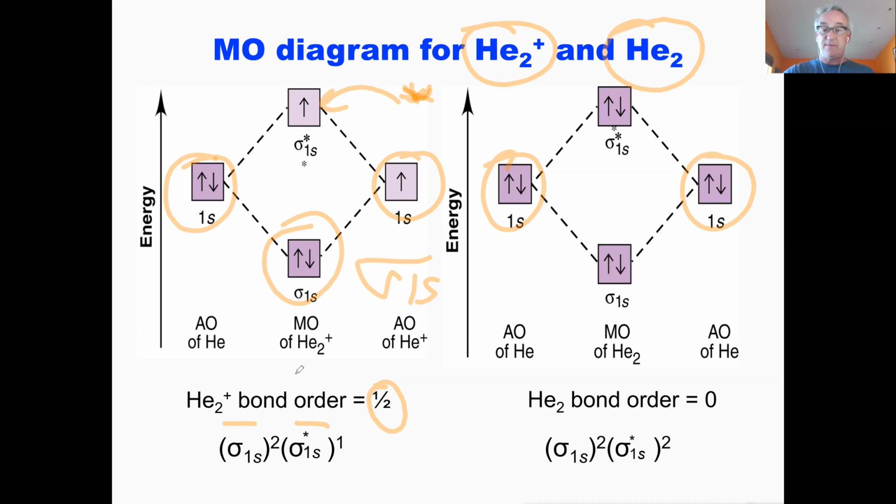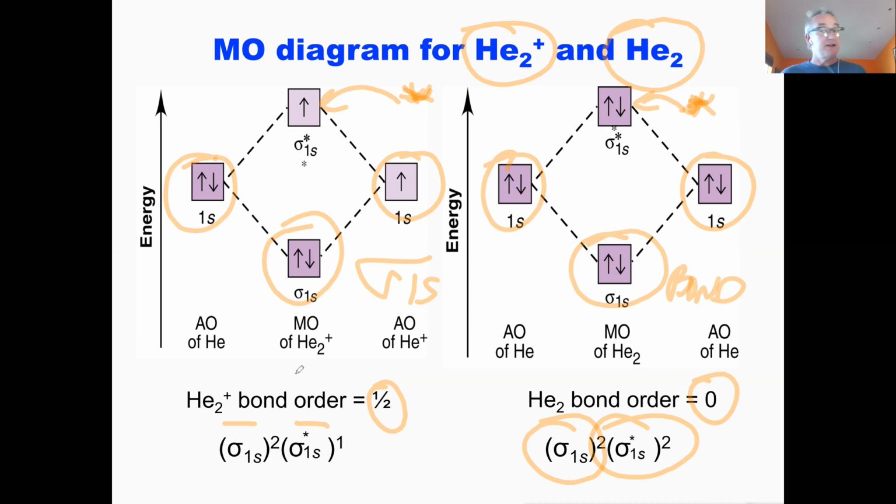I have my sigma 1s, this is my bonding. I put my first 2 electrons in there. Those are my bonding electrons. I got 2 electrons left over. They go in the higher energy star orbital, and I put 2 electrons in there. Done. What's the bond order? Well, I've got 2 bonding. I've got 2 anti-bonding. 2 minus 2 is 0. My bond order is 0.